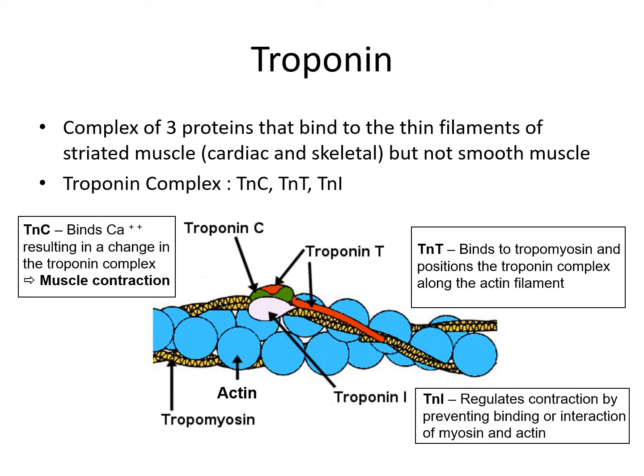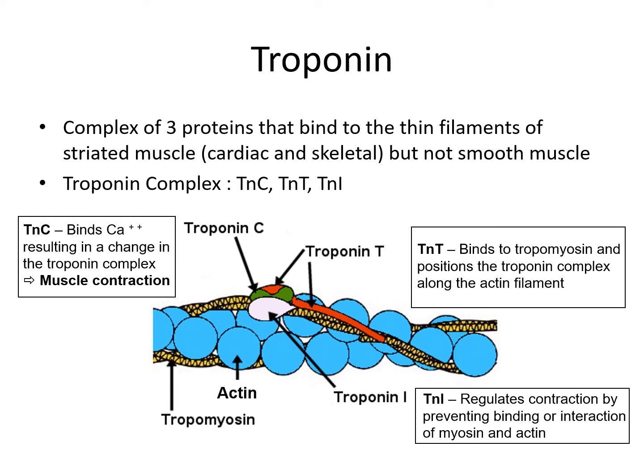Okay. Troponin C, its function is to bind calcium. Of course, calcium is required for normal muscle activity. So when troponin C binds calcium, this results in a conformational change, a change in structure, in the troponin complex, and that allows for the muscles to contract. Okay? Troponin T binds to tropomyosin and helps to position the troponin complex along the actin filament, keeping everything aligned correctly. And then lastly, troponin I regulates the contraction by preventing binding or interaction of myosin and actin. Okay, so those are the three different forms, and a little bit about how each one functions.